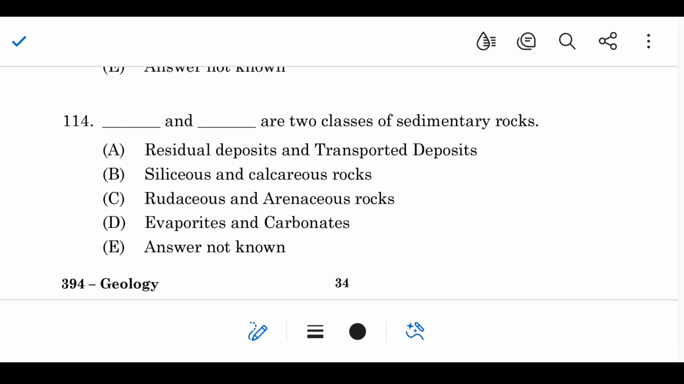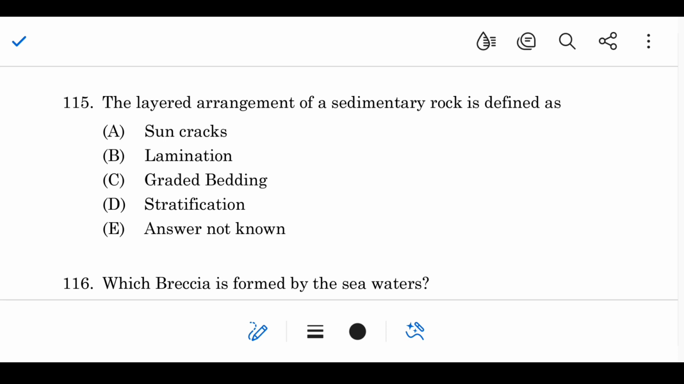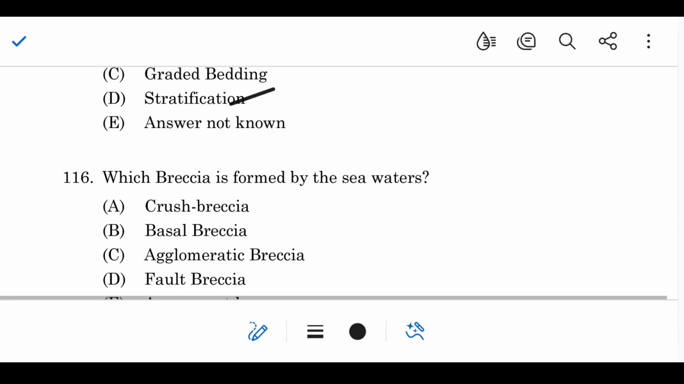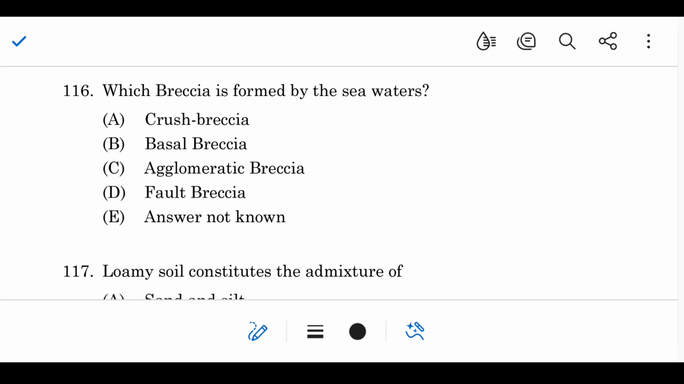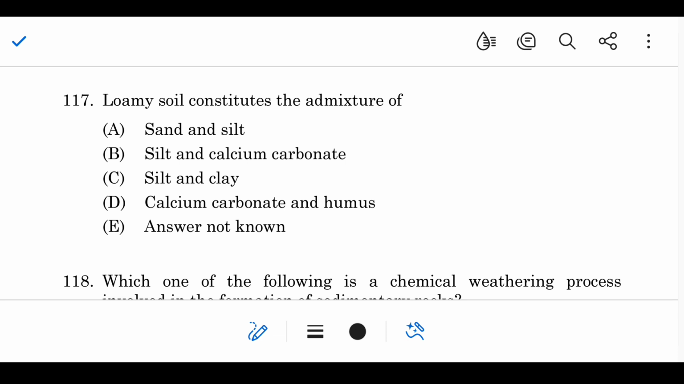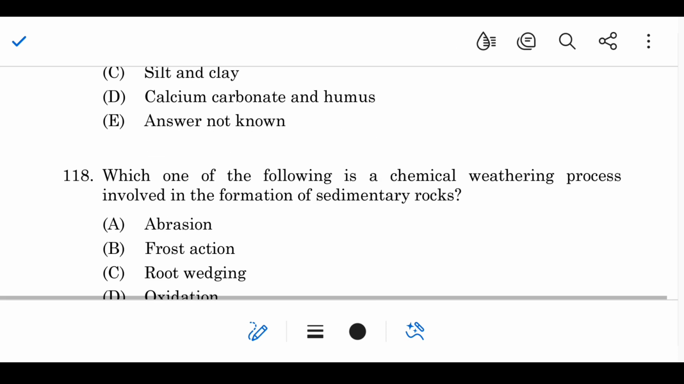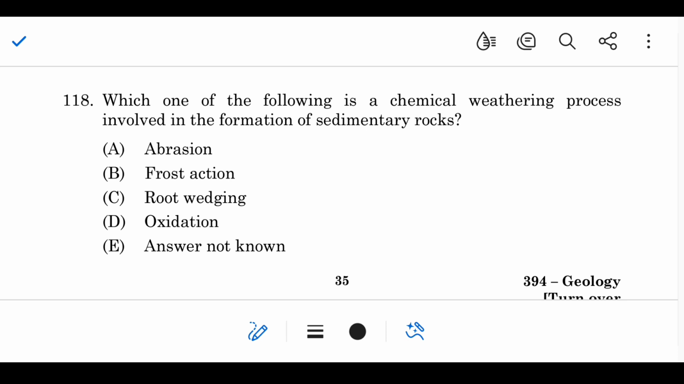114. Residual deposit and transported deposit are two classes of sedimentary rocks. 115th question. The layer arrangement of a sedimentary rock is defined as stratification. Which breccia is formed by seawater? Basal breccia. Loamy soil constitutes the admixture of sand and silt. Which of the following is a chemical weathering process involved in the formation of sedimentary rock?